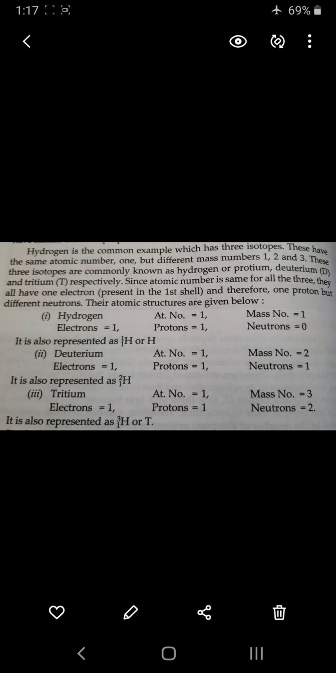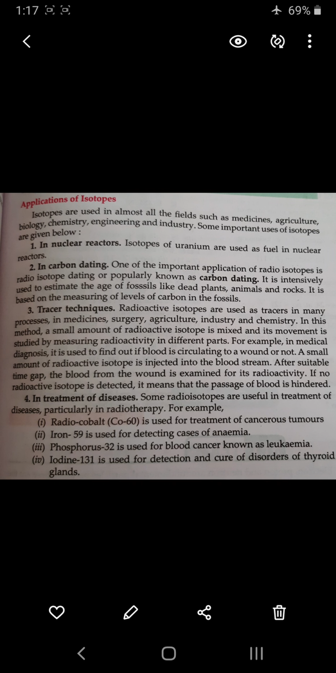Next are the applications of isotopes. What are the daily uses of isotopes? In a nuclear reactor, an isotope of uranium is used as a fuel. In carbon dating, we use radioisotopes. Carbon dating is used to estimate the age of fossils like dead plants, animals and rocks.